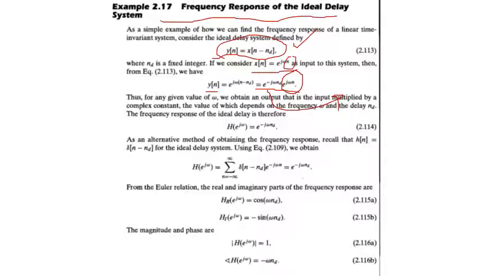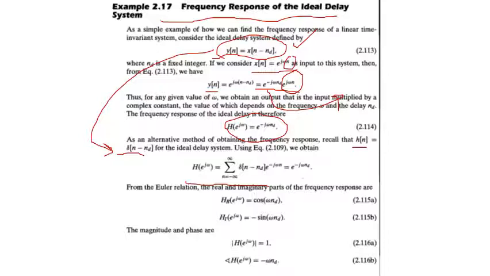The other method is shown here. This is the frequency response, the rest of the part, and this part is input. The second method is that you need to find out the impulse response of this system. The impulse response of this system is h of n equal to delta of n minus nd.